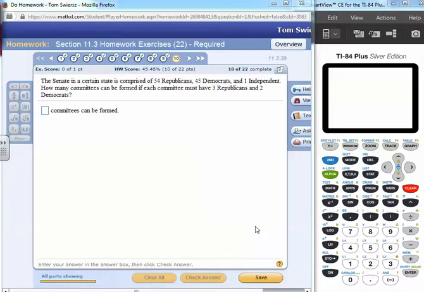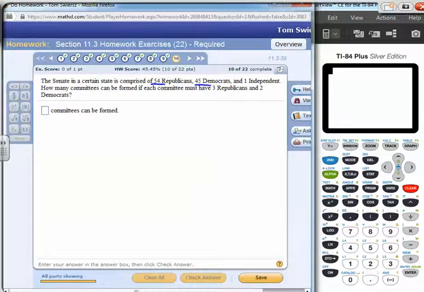All right, let's begin this session with homework exercise number 10 from section 11.3. The Senate is composed of 54 Republicans, 45 Democrats, and 1 independent. How many committees can be formed if we need 3 Republicans and 2 Democrats?